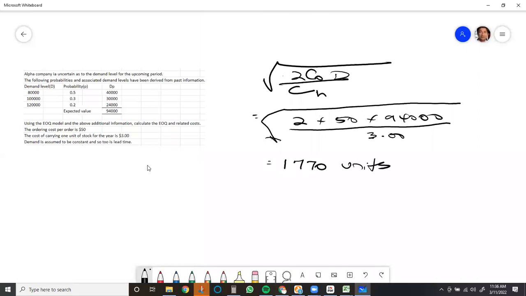And that's it. So any other calculation that follows from that, for example, find the total holding and ordering cost and whatnot, you'll use that 1770. The issue was the 94. Now there's one other thing you should know.